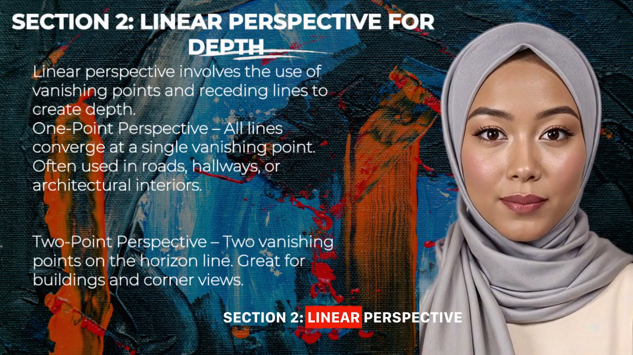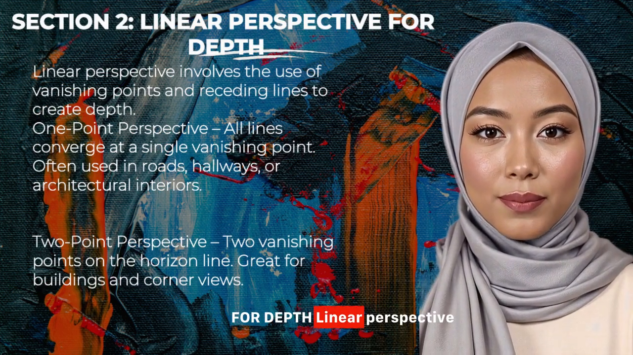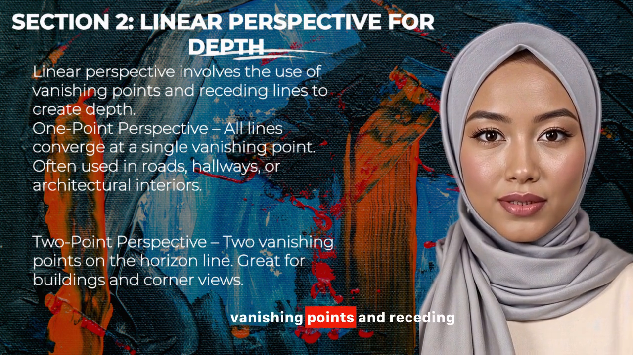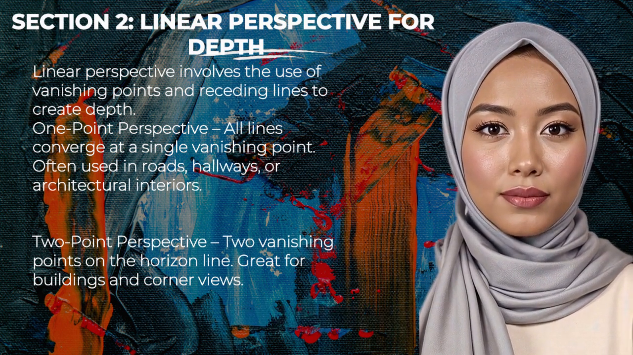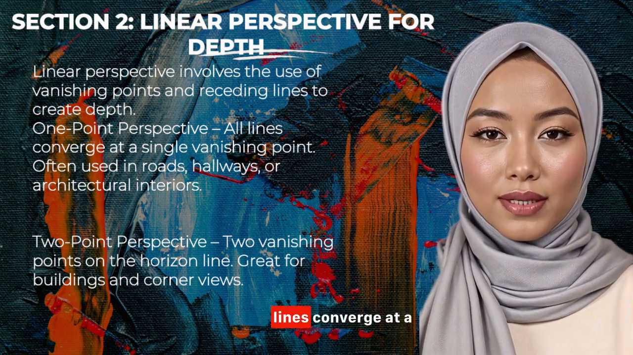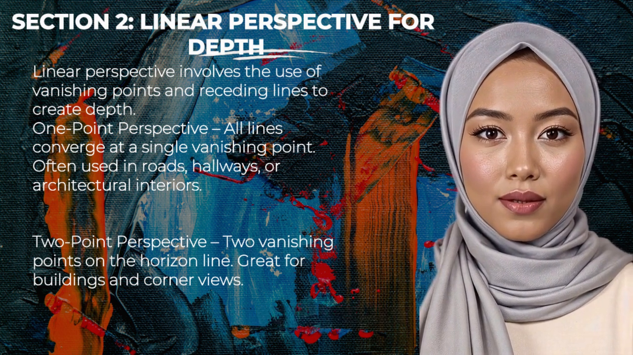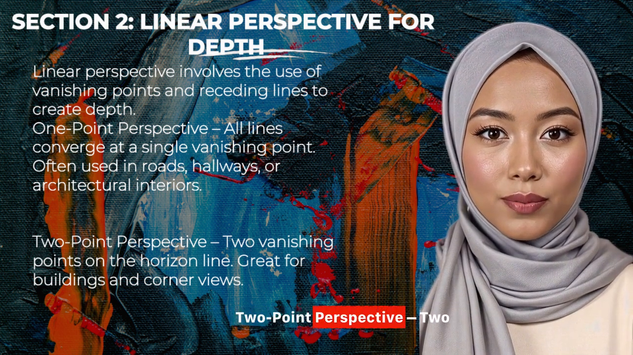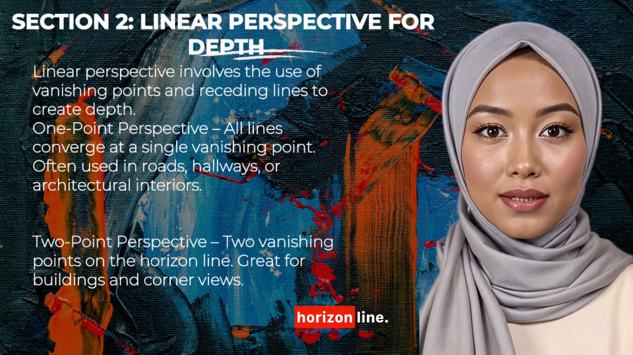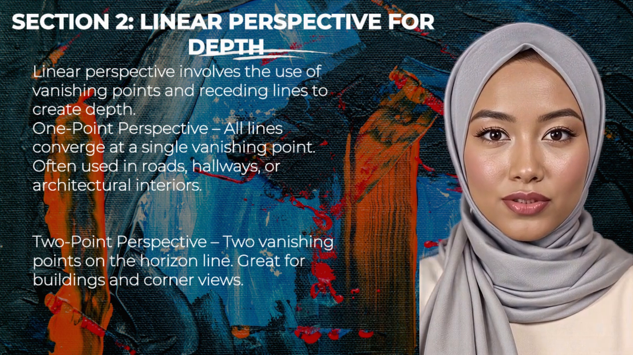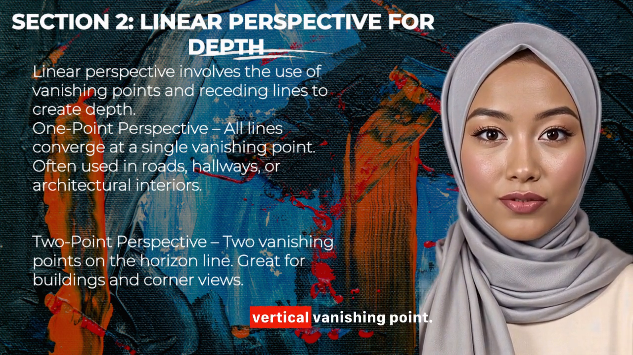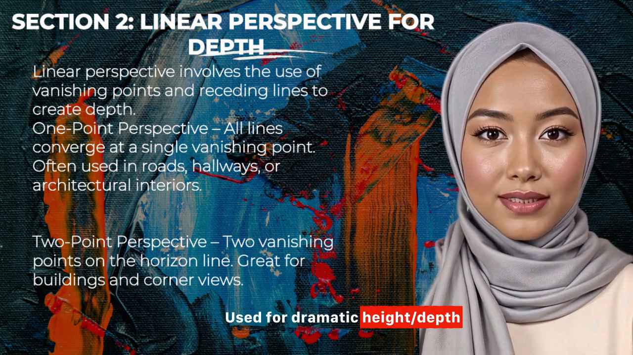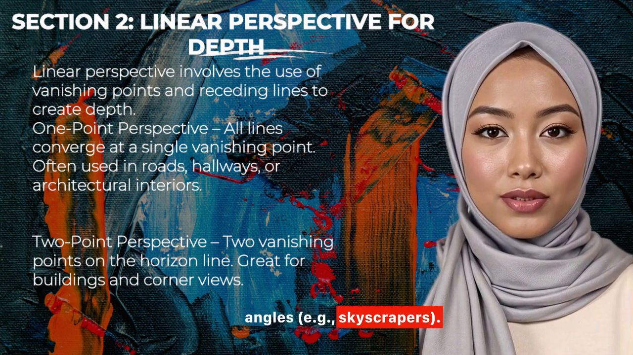Section 2. Linear perspective for depth. Linear perspective involves the use of vanishing points and receding lines to create depth. One-point perspective: all lines converge at a single vanishing point, often used in roads, hallways, or architectural interiors. Two-point perspective: two vanishing points on the horizon line, great for buildings and corner views. Three-point perspective adds a vertical vanishing point, used for dramatic height or depth angles, e.g., skyscrapers.